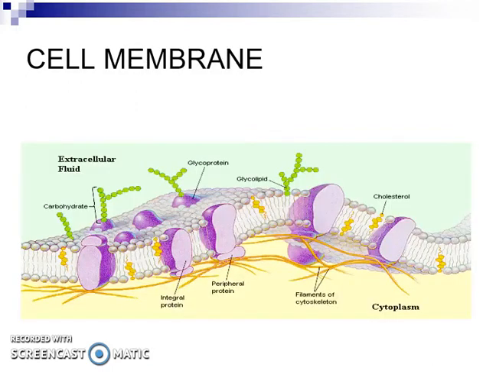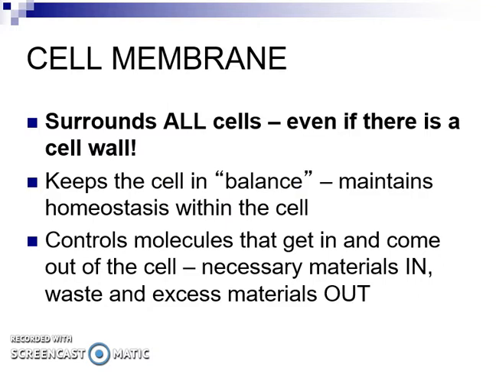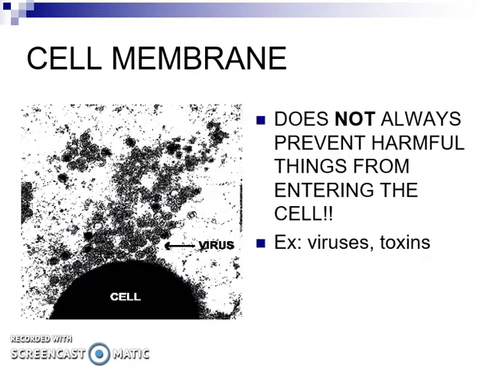Lastly, you have your cell membrane, which surrounds all cells. Even if there is a cell wall, there's still a cell membrane. It keeps the cell in balance and maintains homeostasis along with everything else. It controls molecules that get in and out of the cell. Necessary materials in, waste and excess materials out. It does not always prevent harmful things from entering, such as viruses or toxins, which can harm and disturb homeostasis in the end.